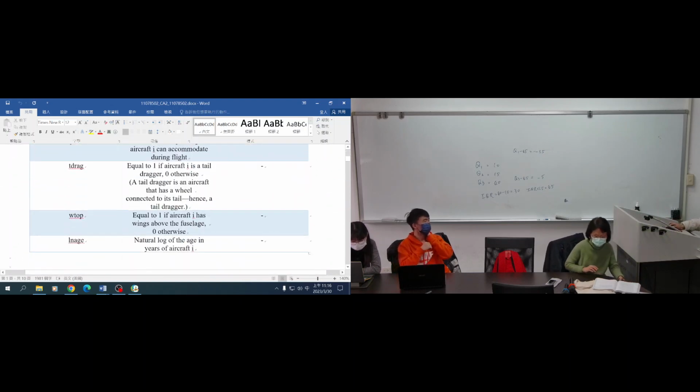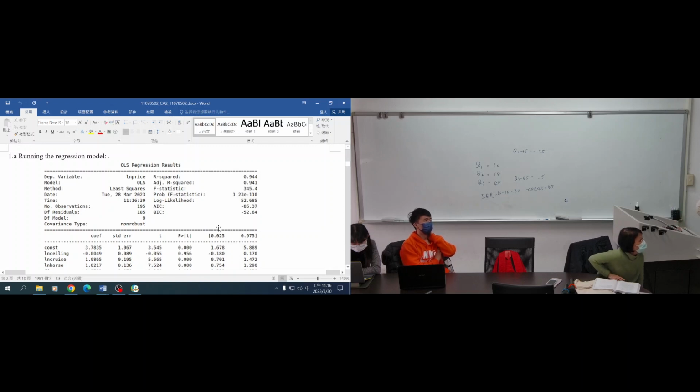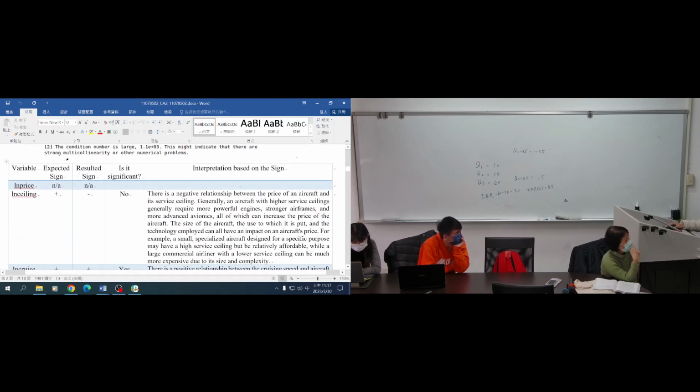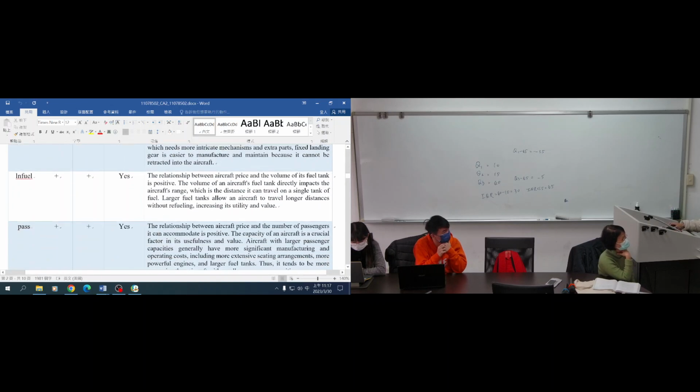Hello. Okay, so the first step is to run the regression model. I've used Python as well, and then compared it with the results in Gretl, so it's really the same. And then these are the comparison of expected and resulted sign, and whether it is significant. And then the interpretation based on the sign, because it's a little bit hard to understand the features we have, since it's about planes. So I tried to search about it, and then this is the answer.